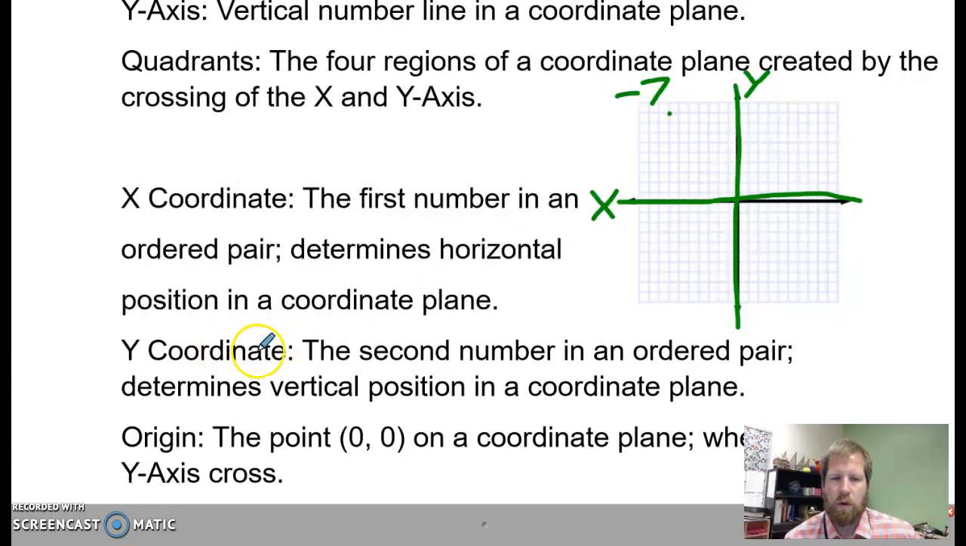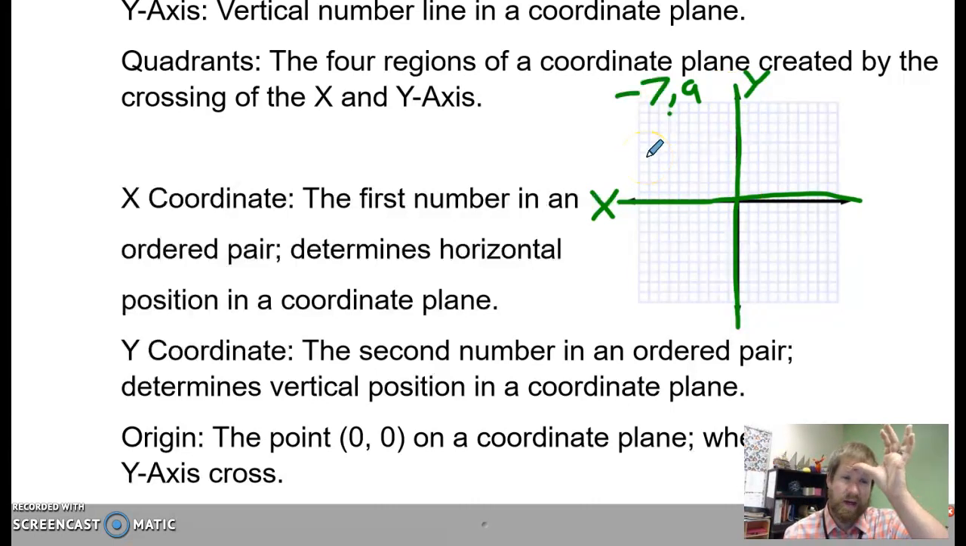Okay. Y-coordinate, same thing, except now we're going vertically. We go up 1, 2, 3, 4, 5, 6, 7, 8, 9. So this coordinate would have a +9 for a y-coordinate because we're going up, or going vertically.